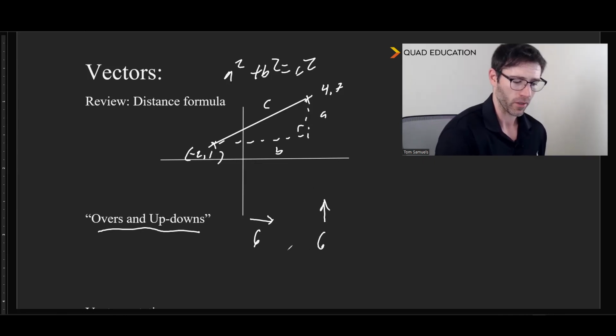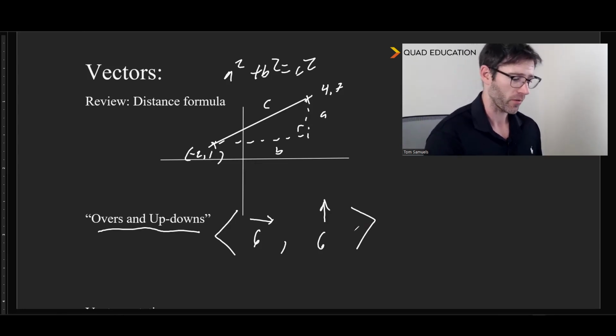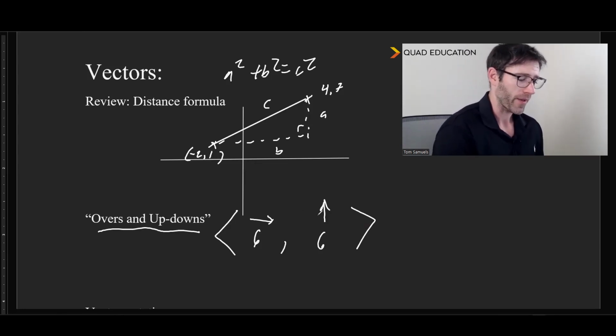And so this is effectively what a vector is. We like to use these spiky brackets to look like this, but this is basically what a vector is in general. If we were going backwards, it would be a negative value. So if we were going from here over that way, it would be back 6 and down 6.